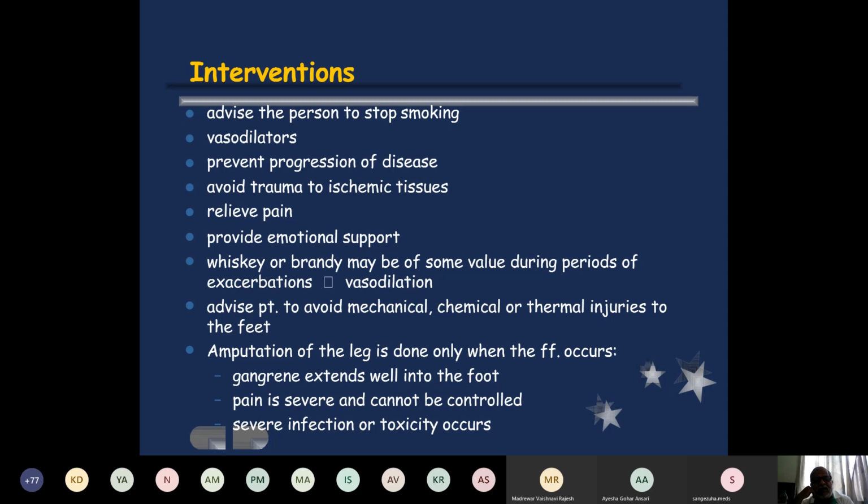Whiskey or brandy may be given in small volume during periods of exacerbation, as a vasodilator, but usually should not be advised to illiterate patients. Advise the patient to avoid mechanical, chemical, thermal, and vibrating injuries to the extremities. Amputation of the leg is done only when gangrene sets in, pain is intractable, and severe pain leads to difficulty in normal activities also.